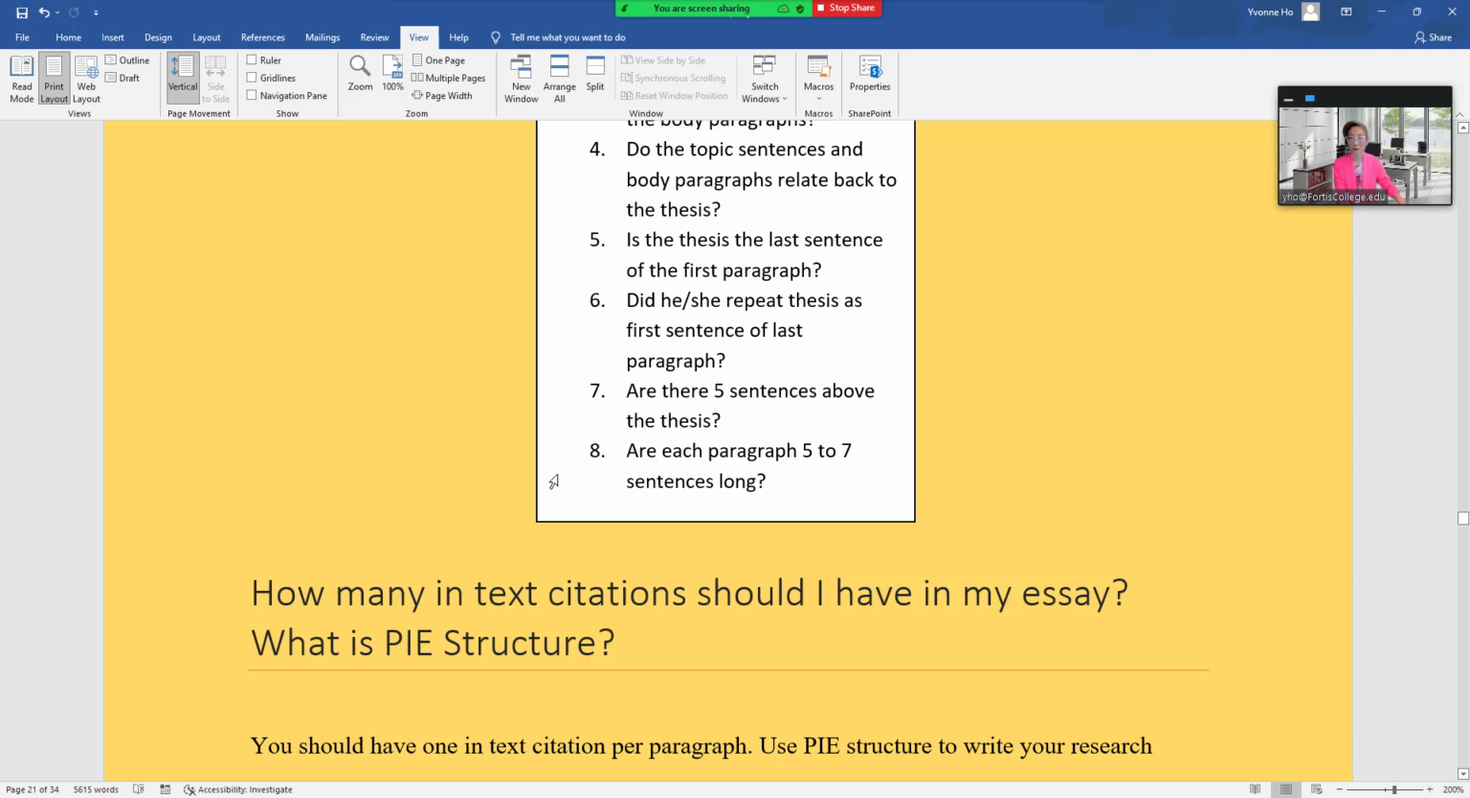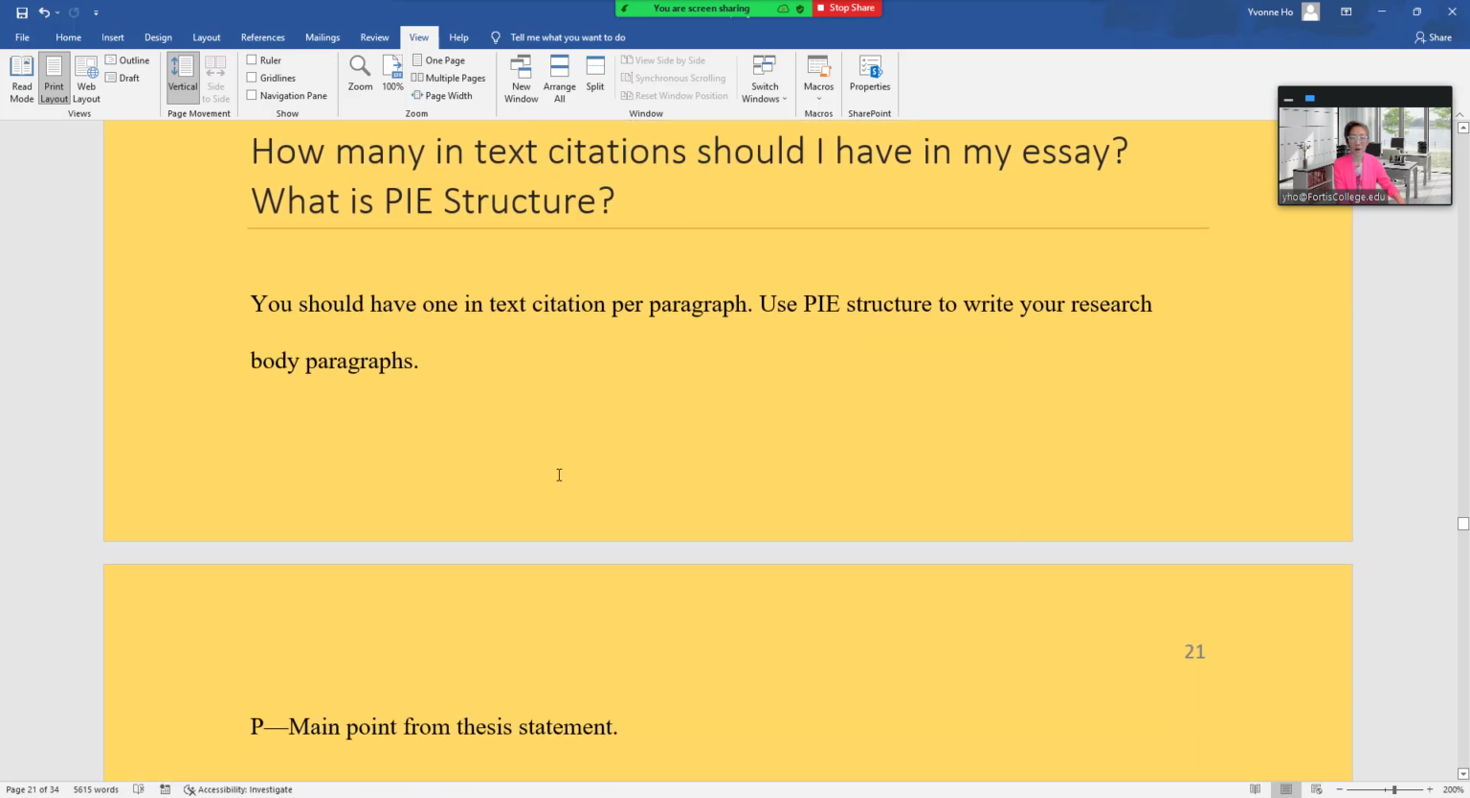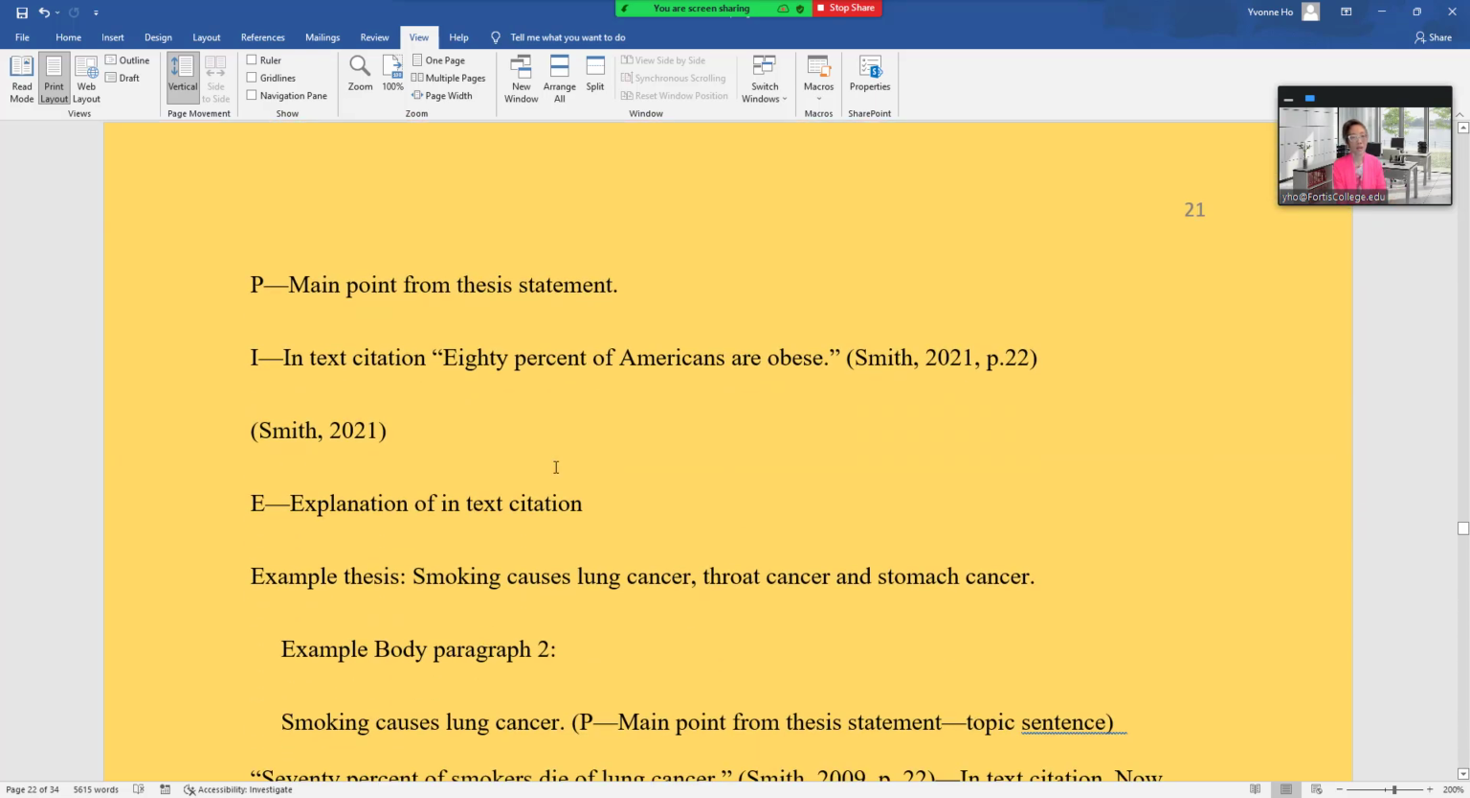Are each paragraph 5 to 7 sentences long? How many in-text citations should I have in my essay? So we use pie structure. So we put one in-text citation per paragraph. And so that we call it pie because P is the main point from the thesis statement. I is the one in-text citation. 80% of Americans are obese. So remember that we write out, spell out 80 because it's less than two words.